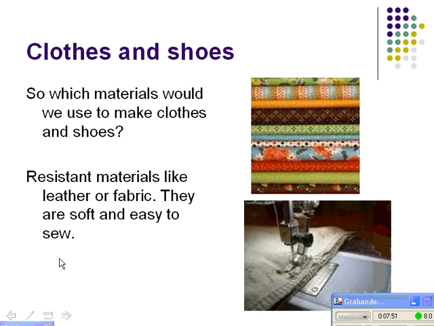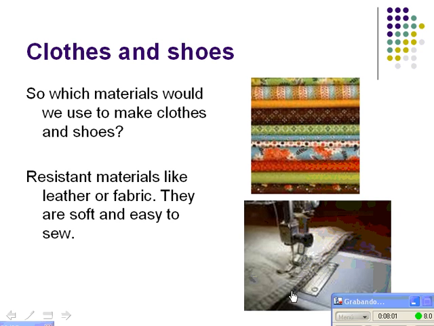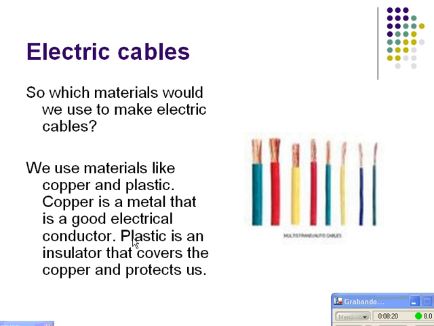Clothes and shoes. So which materials would we use to make clothes and shoes? Resistant materials like leather or fabric, they are soft and easy to sew. Tools and machines. So which materials would we use to make tools and machines? Resistant materials like iron and aluminium. Sometimes we cover the parts we touch with wood or plastic to avoid hurting ourselves.